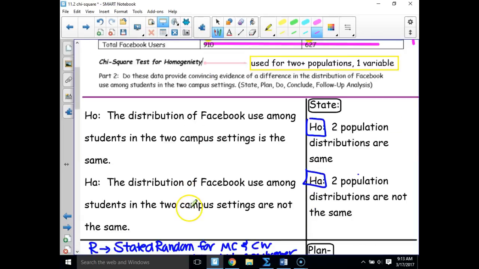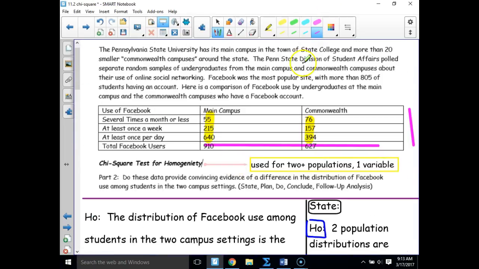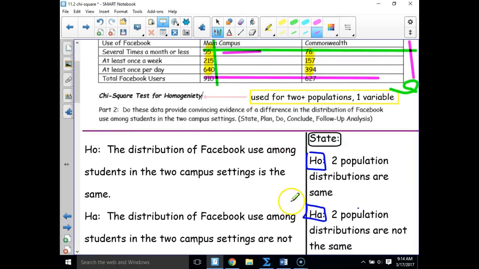I showed you how to find your expected counts by hand. We take this row total times the column total divided by the grand total to give you your expected count right here. We don't have that yet, we didn't write it down. But now I'm showing you how to find it in the calculator. On all tests, you can just go right to the calculator. I showed you the row total times column total divided by grand total for the multiple choice piece.